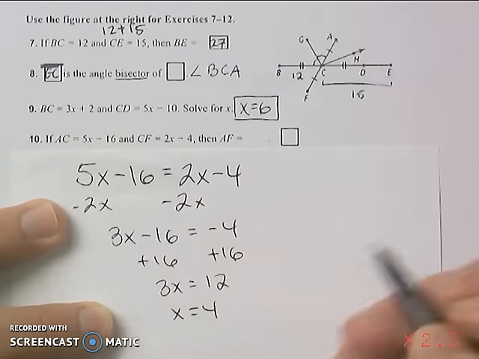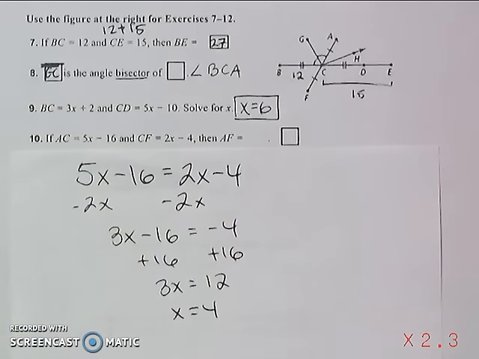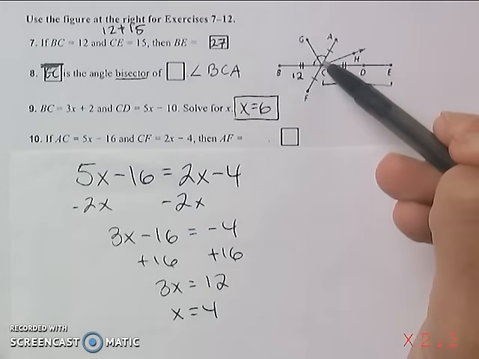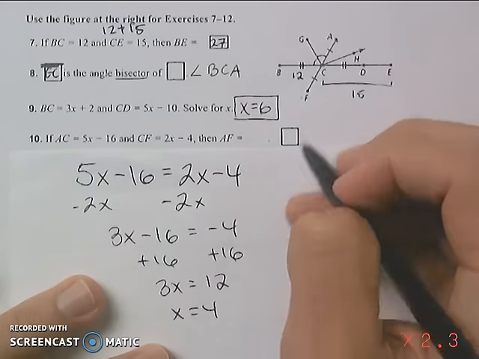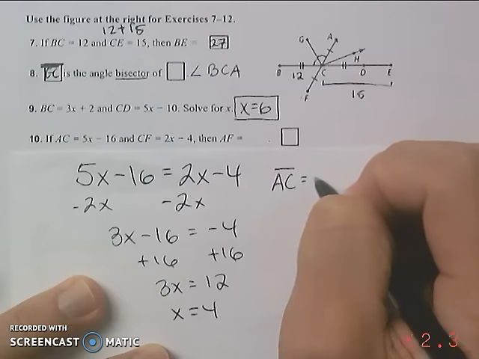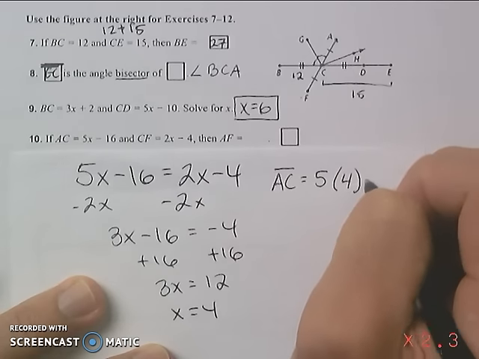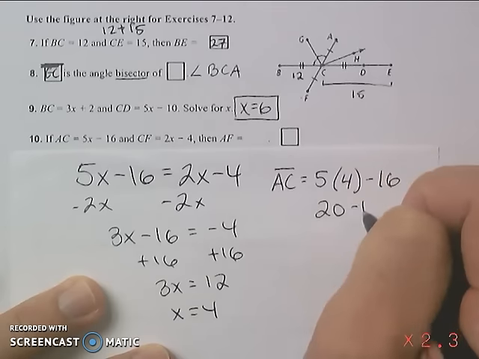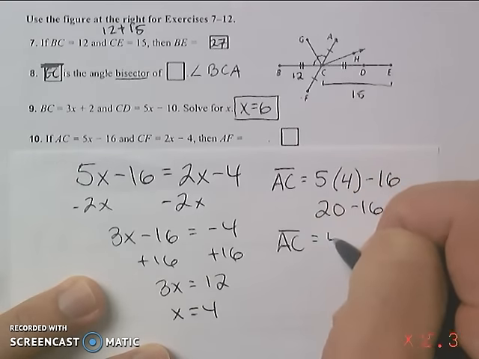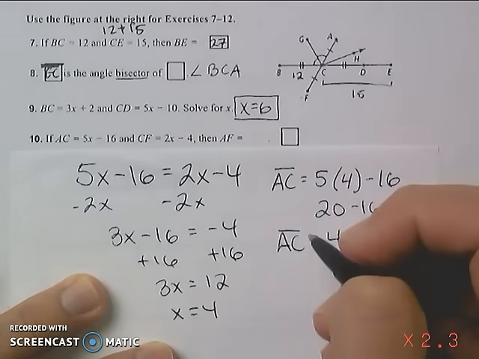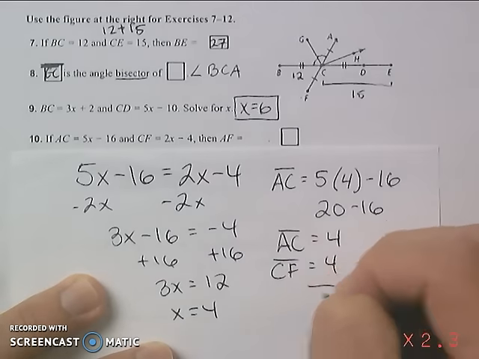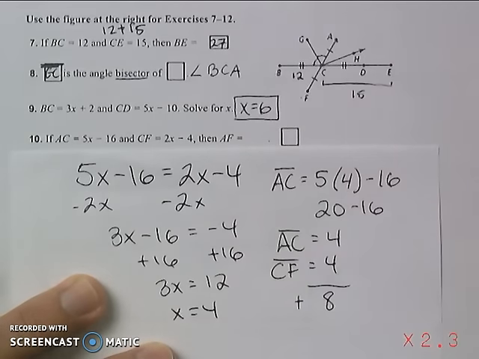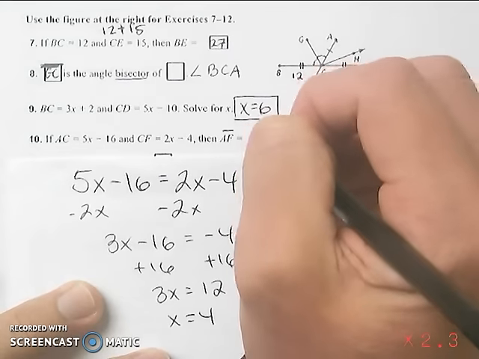And x equals 4. Now, my answer is not what x is, I want to know what AF is. Okay? Well, first, if I find AC, then I could double it to find AF. So AC is equal to 5 times 4 minus 16. That's going to be 20 minus 16. So AC is going to equal 4. Well, AC is congruent to CF. So CF is also 4. So the whole segment, if we add them together, we should get 8. So AF segment should equal 8.